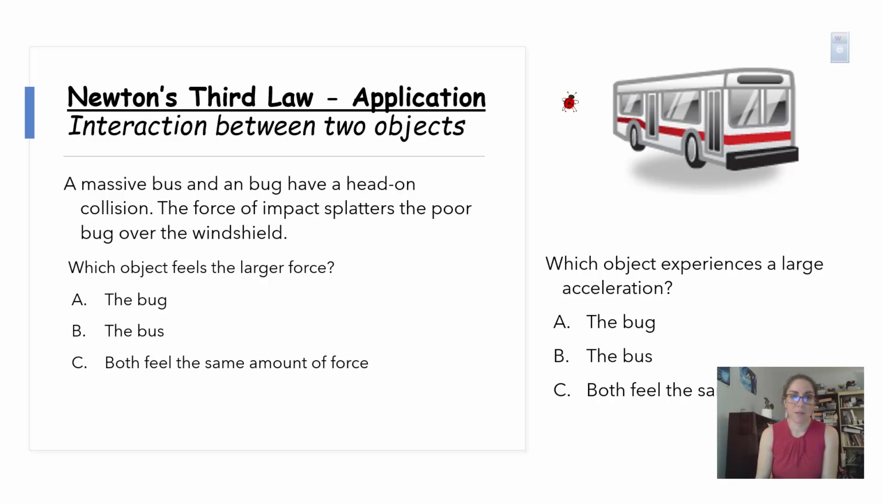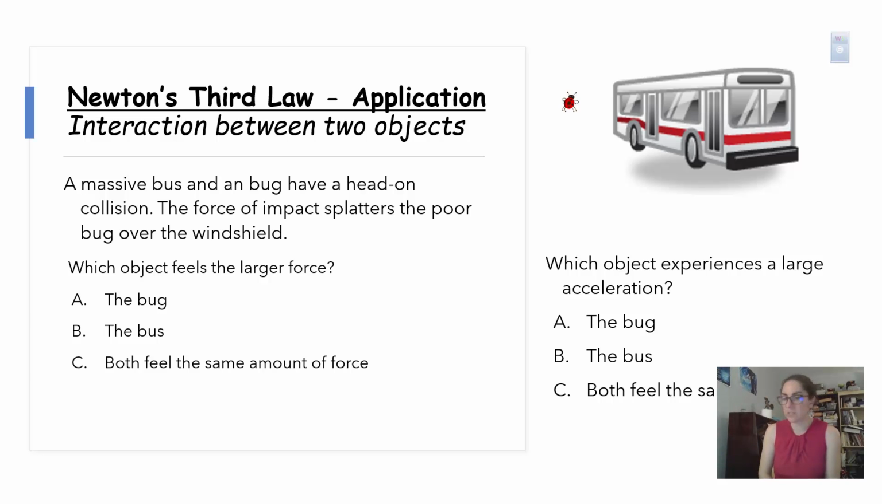Okay. The answer is the same. The bus and the bug feel the same force. Mind-boggling, I know. You're like, how can that tiny little bug push back? Well, it can't. But it has to, because it has to follow the laws of physics, which means that bug will die because it accelerated so much that it literally splats on the windshield. That's how we explain that death with the bug. So yes, the bug feels more acceleration because it's less massive, but they both still feel the same force.